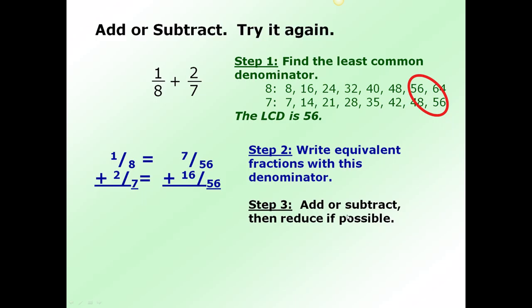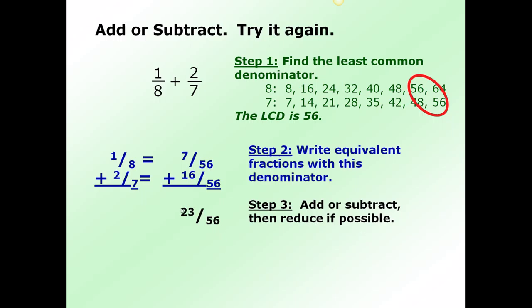Add or subtract. Reduce if possible. In this case, we're adding, so I'm going to add my numerators because that's all you do when you add or subtract fractions. You leave the denominator alone once they're matching. 16 plus 7 is 23, and it's 23 over 56. And again, reduce if possible.